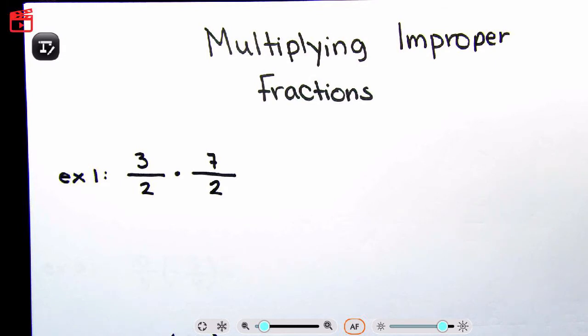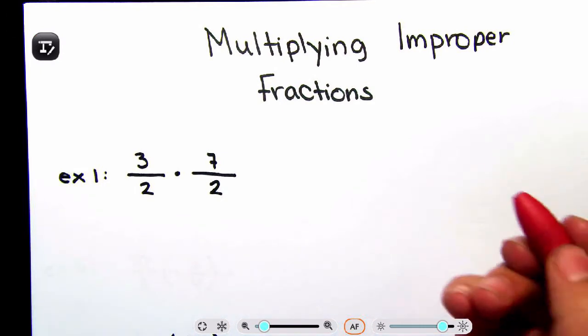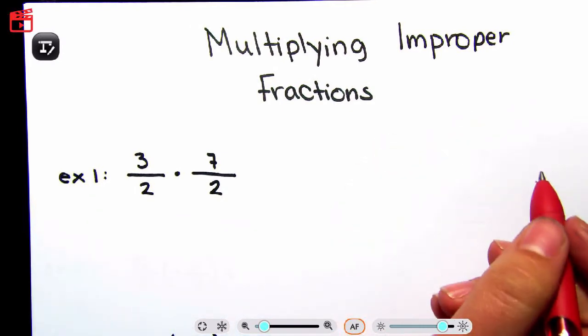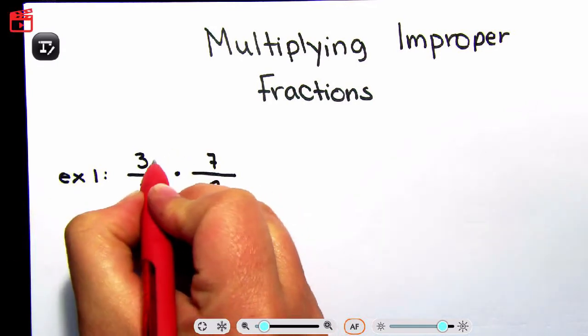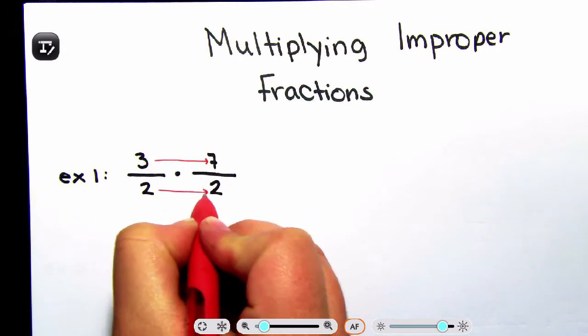Multiplying improper fractions, in my opinion, is super duper easy. That's my opinion. You don't have to agree with it. But after coming from adding and subtracting fractions, this is not too bad. How do you multiply fractions with one word? Across. I'm going to repeat that. How do you multiply fractions using one word? Across. So what we're going to do is simply multiply across.